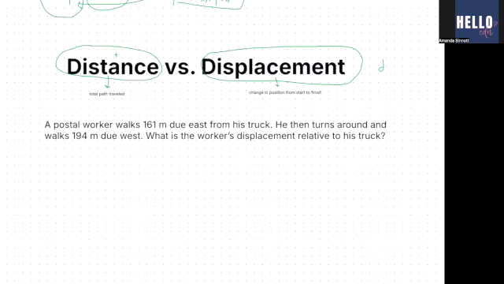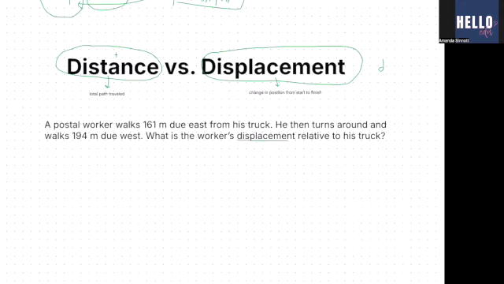All right, let's do an example problem for this one. A postal worker walks 161 meters due east from his truck. He then turns around and walks 194 meters due west. What is the worker's displacement relative to his truck? Okay, so remember our steps. What is the question asking for? It says displacement right here.